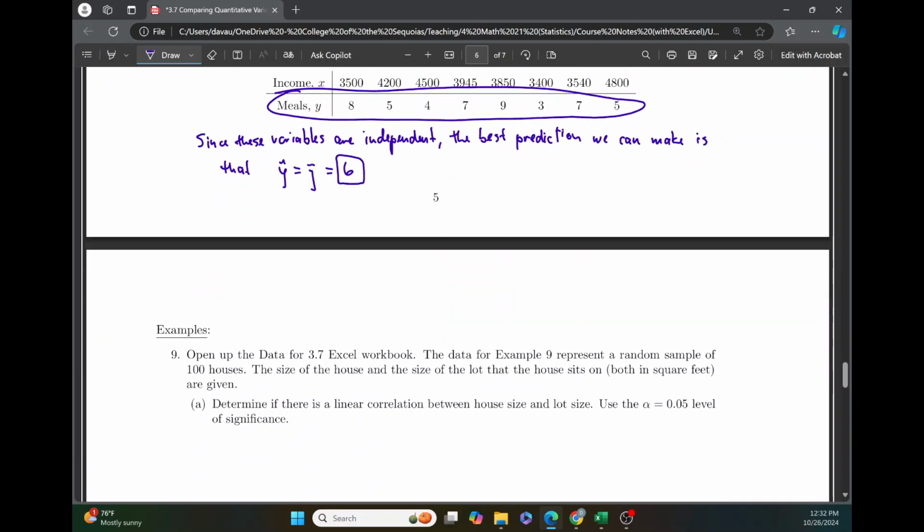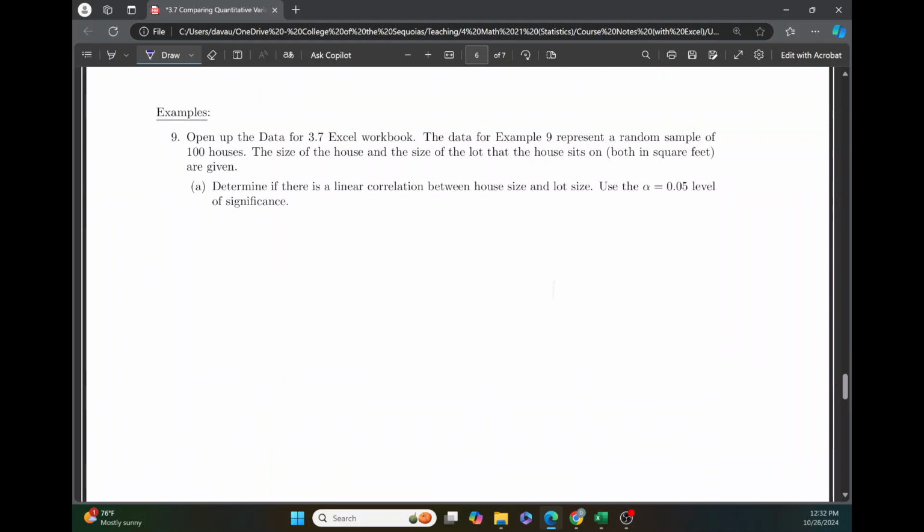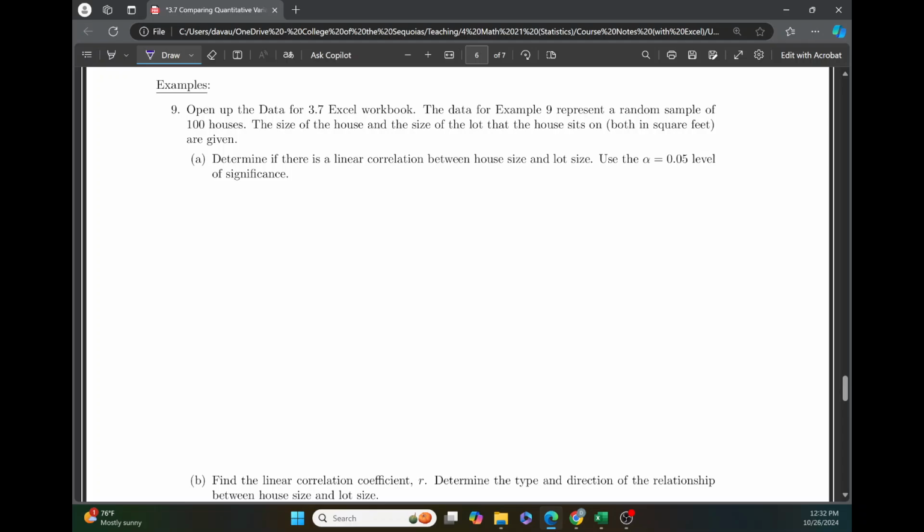So that's that idea. I have 2 more examples here. These ones use larger data sets, so you're definitely going to want to have the data for 3.7 open here, and that way you can just copy and paste the data for example 9 into the linear regression app in Art of Stat.